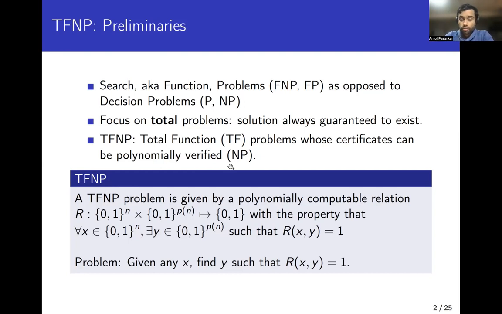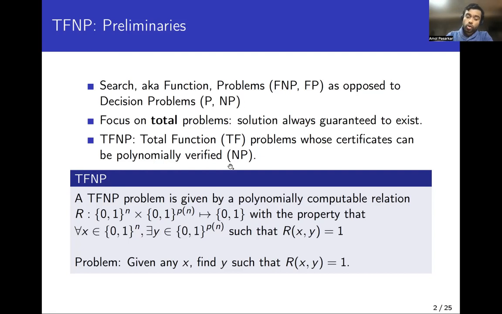Here, F in FP and FNP stands for function. The TF in TFNP stands for total function problems. The word total here signifies that these problems are guaranteed to have a solution. The NP in TFNP signifies that these solutions are also polynomially verifiable.